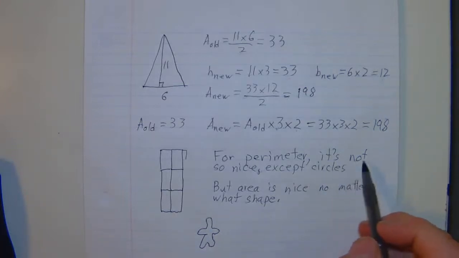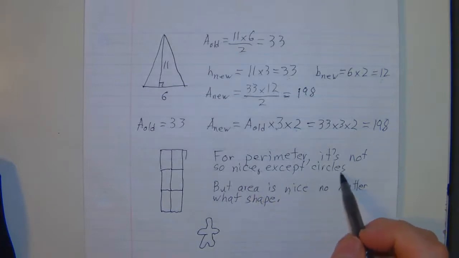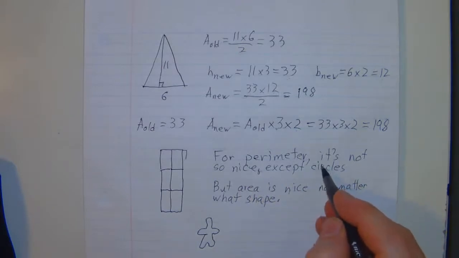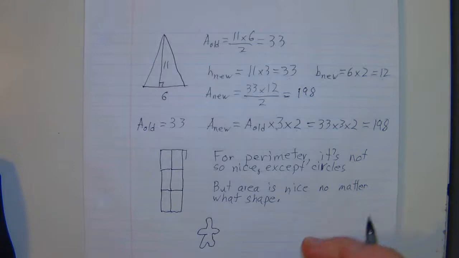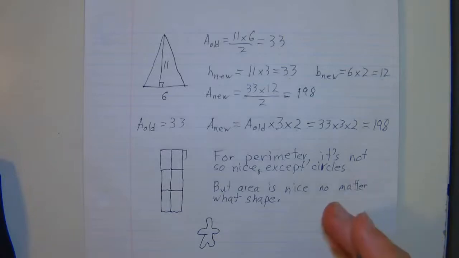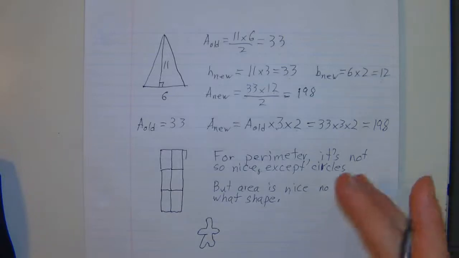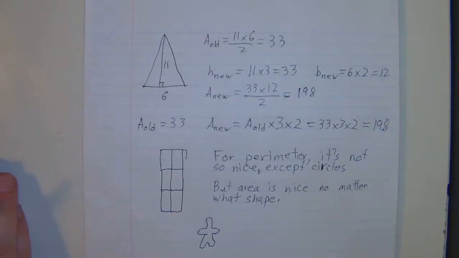But for perimeter, generally not nice, except circles. Or if you change all the dimensions of a shape by the same amount. So if you have a triangle and you double the width and you double the height, you'll always get a nice result for perimeter. But if one dimension changes differently than the other, perimeter is not going to work out super nice. So I'll let you go through and try it out.